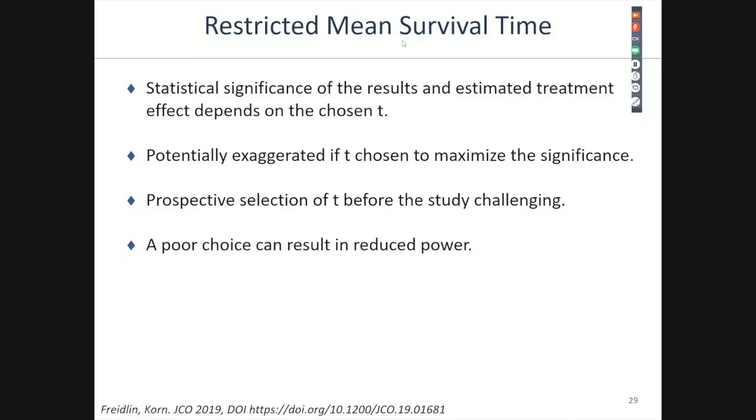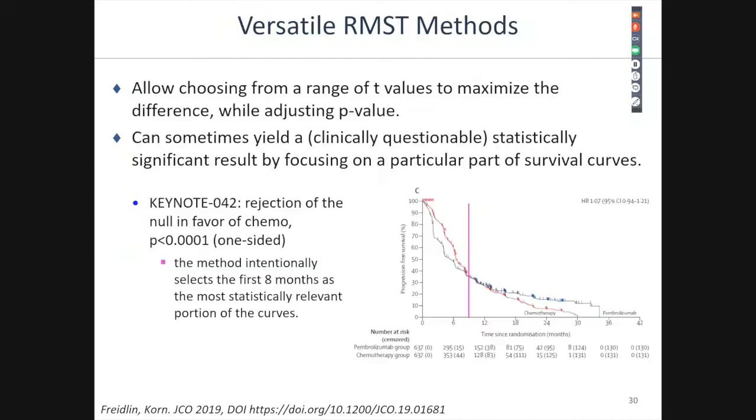So RMST is a nice concept, but apart from interpretational difficulties, the choice of the milestone is important. And versatile RMST methods appeared, which allow choosing from a range of t values the one which maximizes the difference while adjusting the p-value. So this seems a nice idea, because then you can look at the optimal milestone and then test the difference, taking this choice into account. However, sometimes this can yield a clinically questionable statistically significant result by focusing on a particular part of the survival curves.